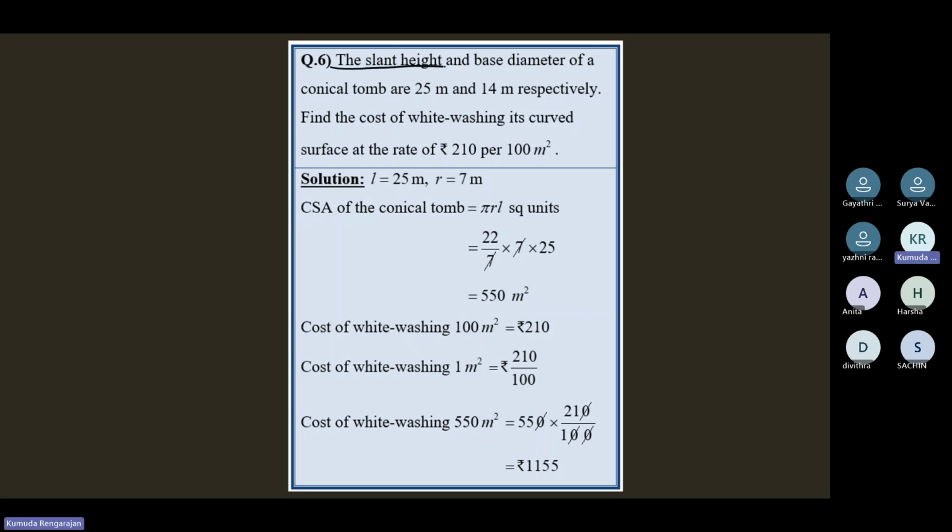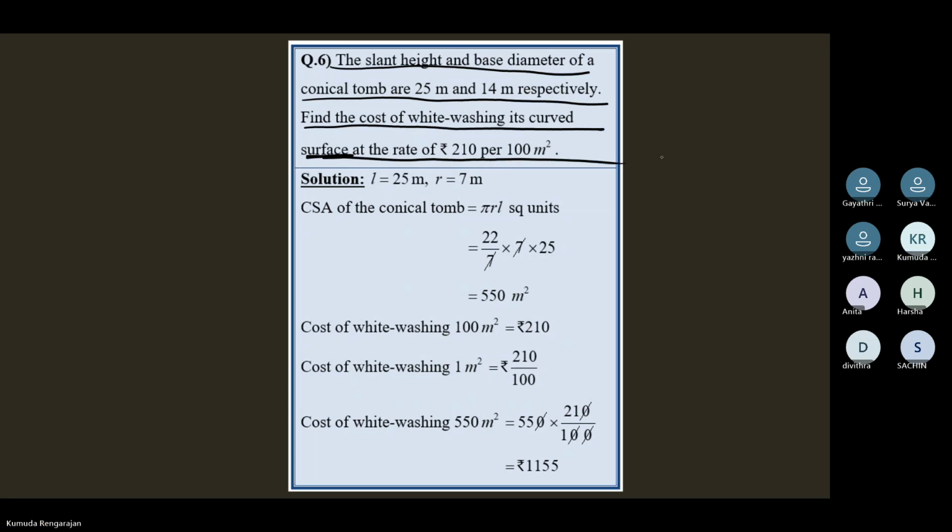The slant height and the base diameter of a conical tomb are 25 meters and 14 meters respectively. Find the cost of whitewashing its curved surface at the rate of rupees 210 per 100 meters square.